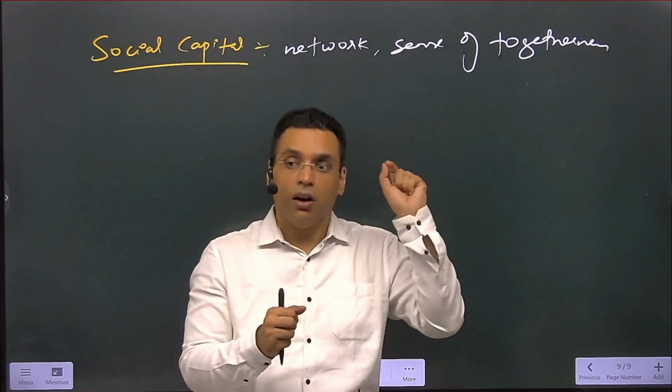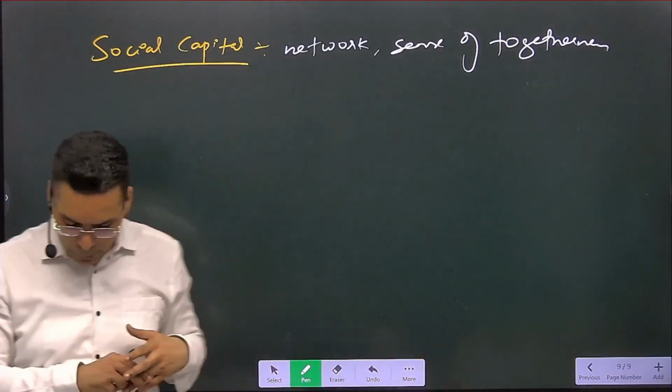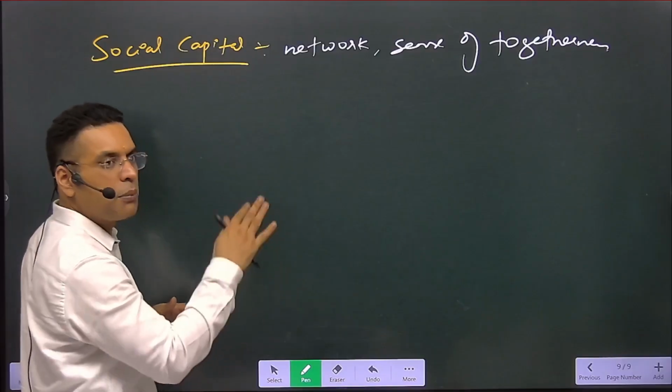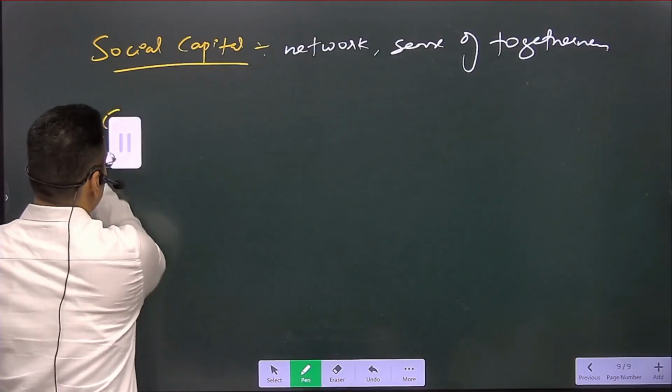physical activity or economic activity, it's also a social activity. So social activity, the social capital has to be built. So network of people, sense of togetherness, आपस में जो harmony होता है. Then we have a concept of civic capital or intellectual capital.